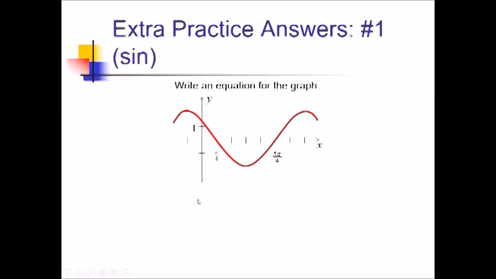For this one, we're trying to get an equation for this graph. So I'm going to do this for a sine function, and then I'll also write a cosine version of this. For the sine version, we have in general a sine of (bx minus h) plus k. That's kind of our general setup here. So we need to find a, b, h, and k.